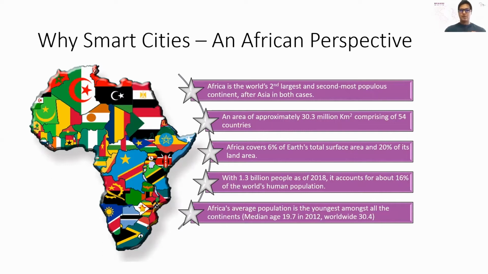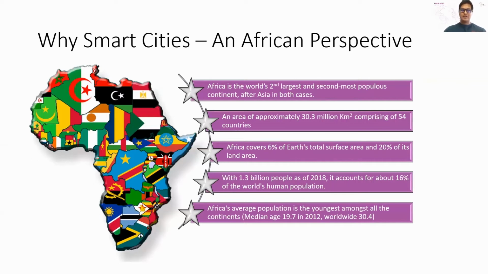The area of Africa is approximately 30.3 million square kilometers, comprising 54 countries, so quite a big continent. Africa covers 6% of the Earth's total surface area and 20% of its land area. That is also quite a big stat if you're putting it into perspective of other continents. With 1.3 billion people as of 2018, Africa accounts for about 16% of the world's human population. So we're almost a fifth of the world's human population, right? That is also quite staggering.